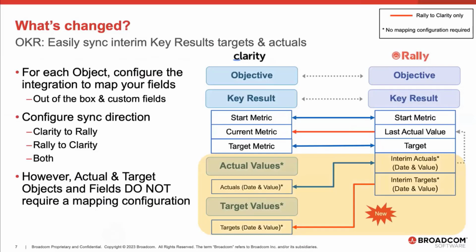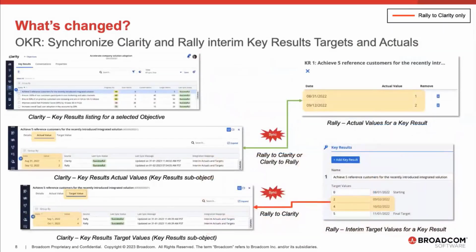Last point I want to make is that the actual and target objects and their respective fields do not need a field mapping configuration. The integration assumes a certain configuration for actuals and targets. As mentioned, interim targets and their dates, focus your attention on the lower right image, are defined in Rally and only sync from Rally to Clarity.